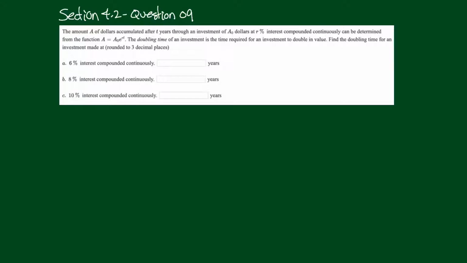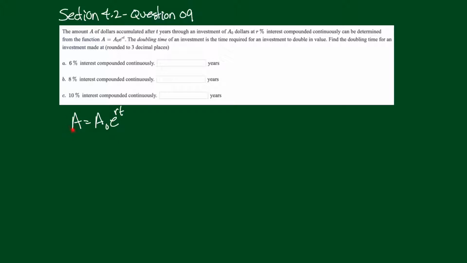This problem has to do with compound interest and doubling times, the amount of time it takes to double your investment. And we've got this formula right here. I'm going to write that down here. It's A equals A naught e to the RT. And here's what all these letters stand for.